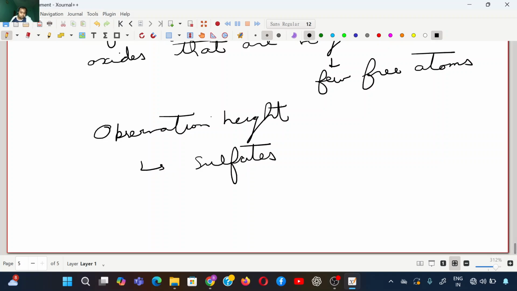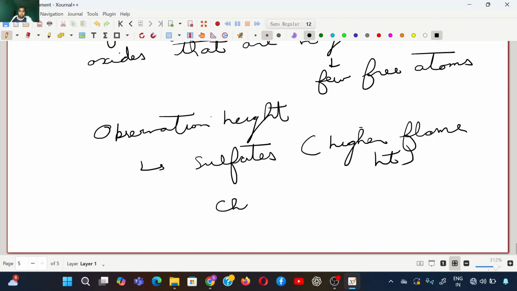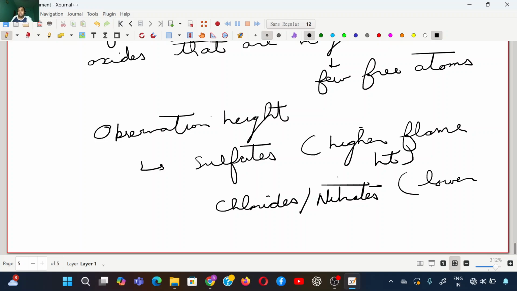Sulfates, their maximum absorbance is at higher flame height. But for chlorides or nitrates, it's at lower flame height. And that's all.